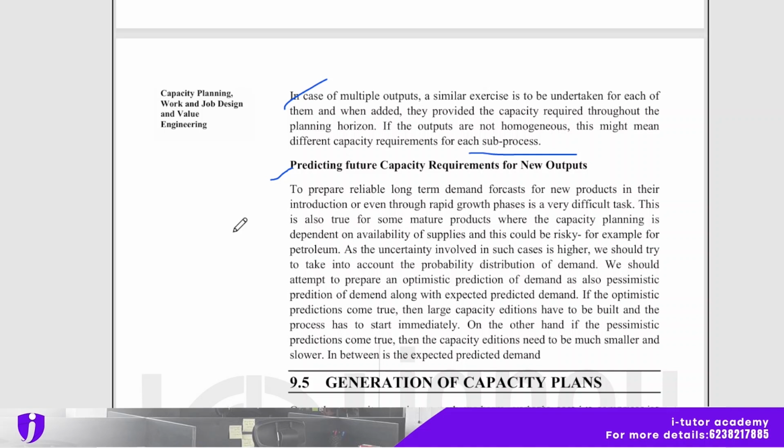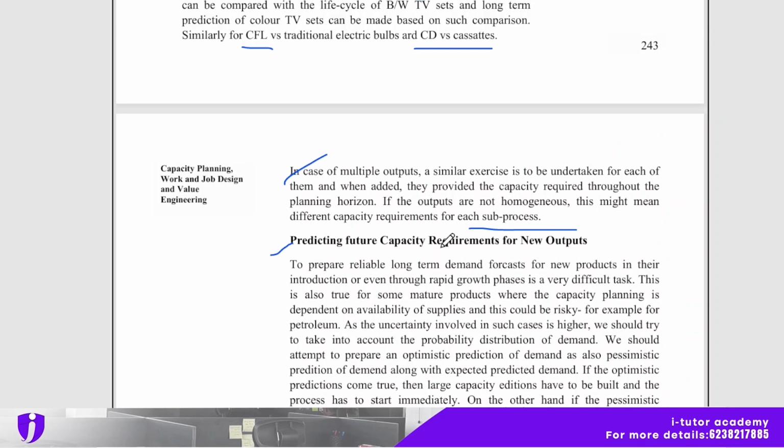If the optimistic prediction comes true, then large capacity additions have to be built and the process has to start immediately. On the other hand, if the pessimistic prediction comes true, then the capacity additions need to be much smaller and slower. In between is the expected predicted demand. So this is about today's session. The generation of the capacity plan we will discuss in the next class.